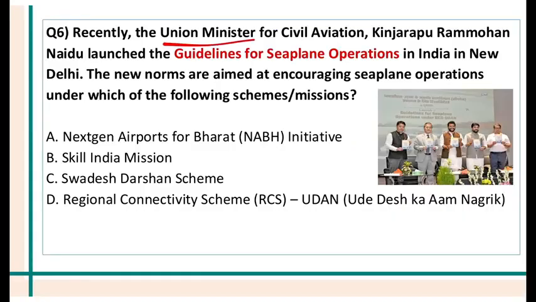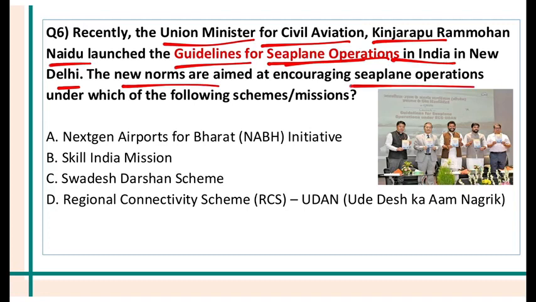The Union Minister for Civil Aviation, Mr. Kinjarapu Ram Mohan Naidu, launched the guidelines for seaplane operations in India in New Delhi. The new norms are aimed at encouraging seaplane operations under which of the following schemes or missions? What is a seaplane? A seaplane is a very small plane where like 10-20 people can sit. It flies just above the sea and it is used in tourism a lot. So for example, when you go to the Maldives from the Malé airport, if you go to your luxury hotel, you will have to take a seaplane.